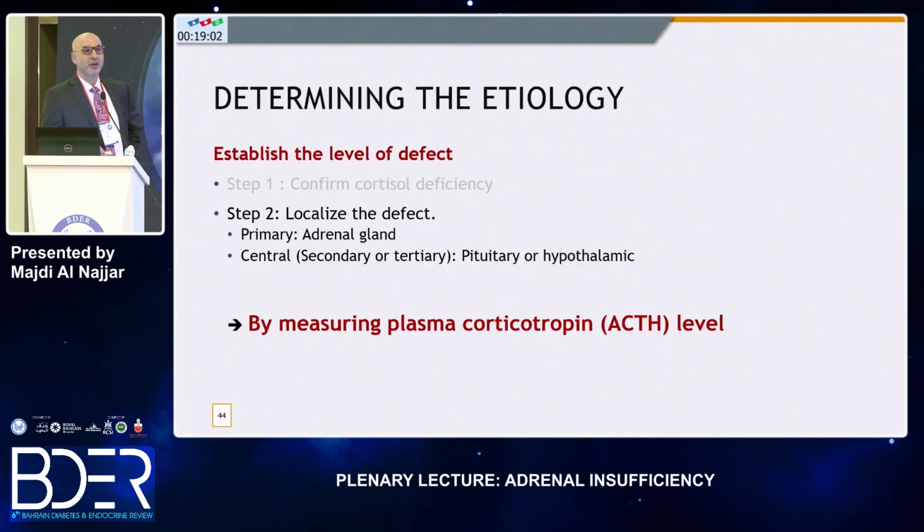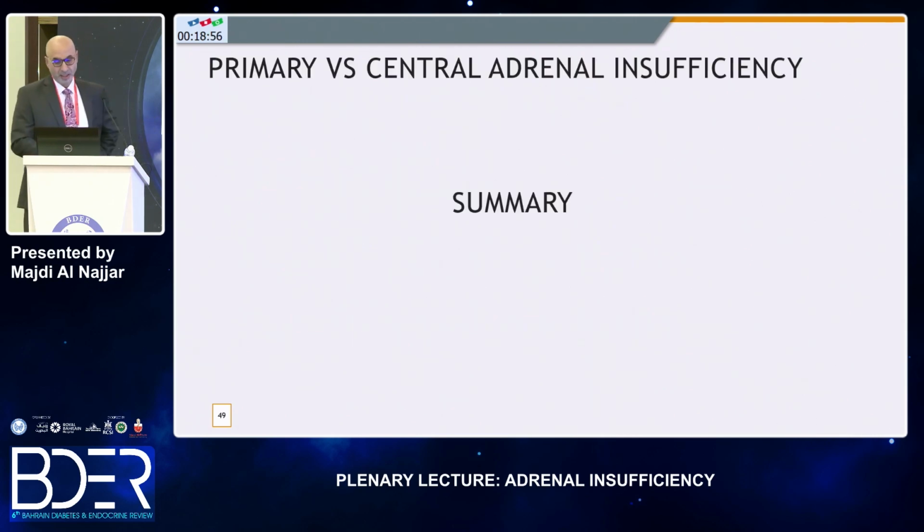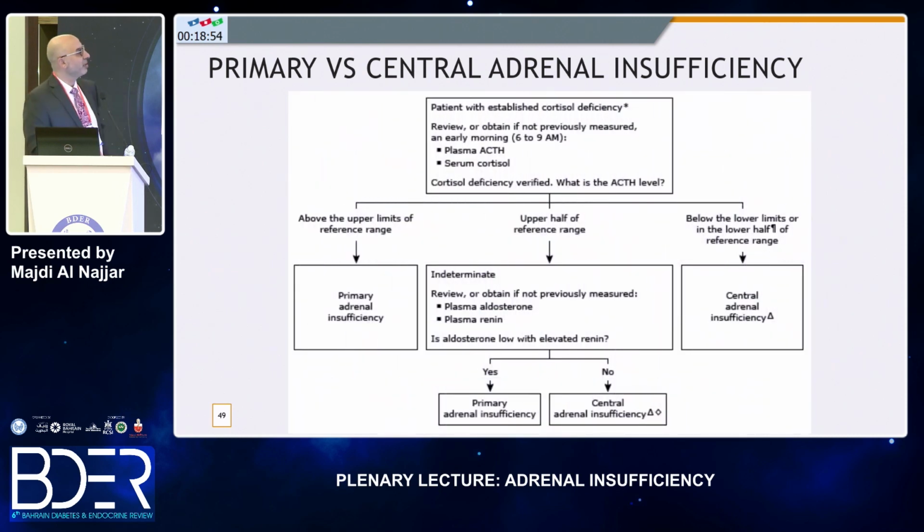Now second, we diagnose the patient. Now, we have low cortisol level. So what's the next step now is to localize the disease. In this case, just to give you a quick summary, we do ACTH. If the ACTH comes back high, then this is primary adrenal insufficiency. If it comes back low, or in the lower range of normal, then this is secondary. The issue now is when it comes in the upper half of normal, is it primary or secondary?